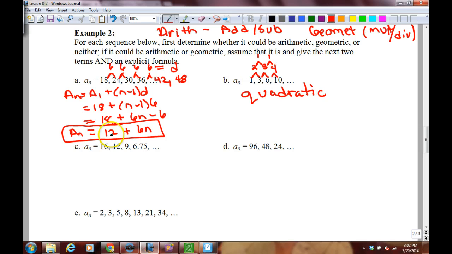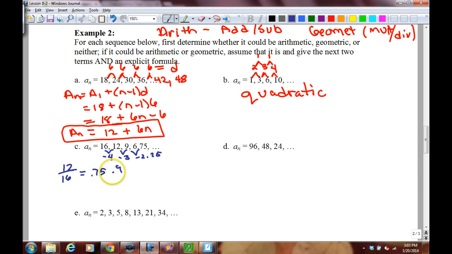This one, let's find our differences again. What's the difference between this one and this one here? 4. It's going down by 4. It's negative 4. How about here? Negative 3. Negative 2.25. So it's not arithmetic, right? It's neither. So let's try this. Let's take 12 divided by 16. What do you get? 0.75, or 3/4.